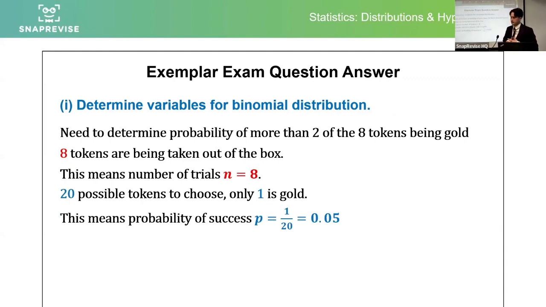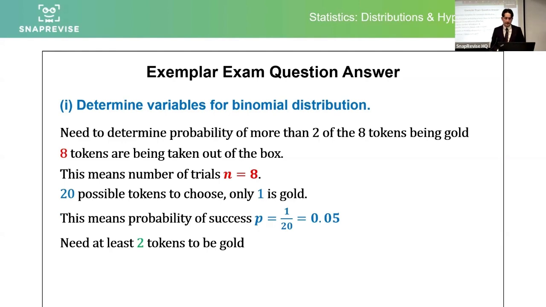The only way that this fits binomial is if you put it back in and it's the same probability every time. And that's what we're doing. So the chance of success is a 20th each time that you pull out the gold counter. Okay, so that's p, that's the probability of success.